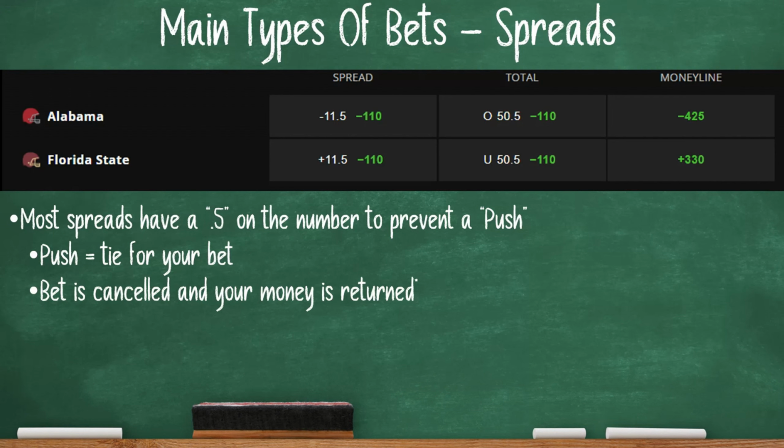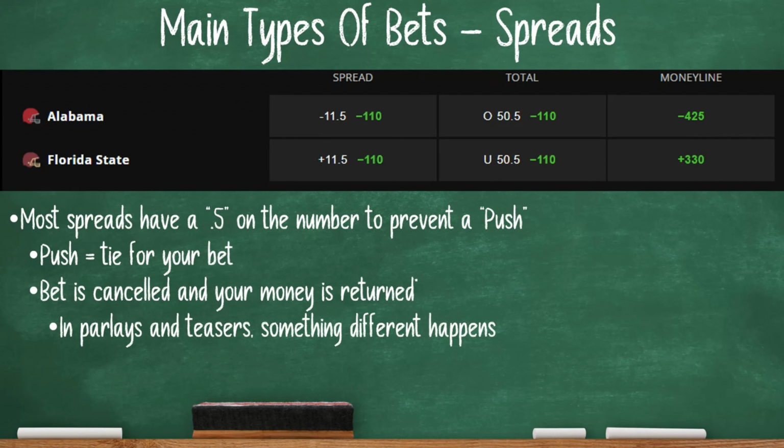And so what happens is if a bet is a push, then it's void. It's like it never happened. The bet is canceled and you get your money back. Now, again, I'm talking just about straight bets here. In parlays and teases, which we'll talk about in another lecture coming up, something completely different happens depending on how you built that. But this point five was also called the hook, and you'll probably hear that spoken as well. So you would hear somebody saying, "Oh yeah, no, they've got 11 in the hook. Alabama is giving 11 in the hook, or Florida State is getting 11 in the hook here."